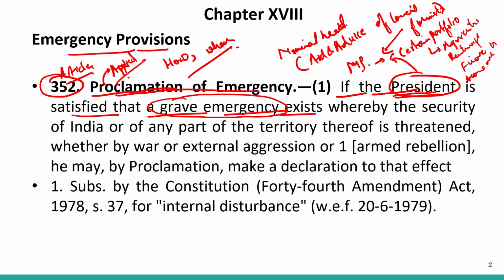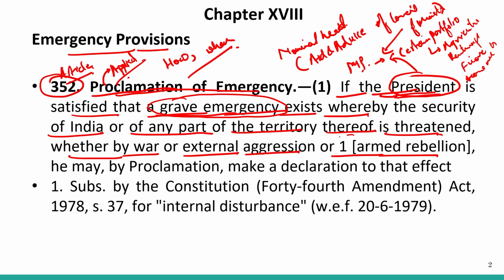So if the president is satisfied that a grave emergency exists, whereby the security of India or of any part of the territory thereof is threatened, whether by war or external aggression or by armed rebellion. First, initially there was no armed rebellion, now it has been added. He may, by proclamation, make a declaration to that effect.